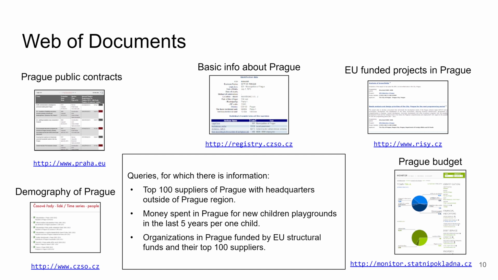Well, first, you would have to identify the websites actually containing information that you need to answer the query. So for this, we would have to see the list of public contracts and EU-funded projects. Then we would have to have the demography of Prague to see how many children are there. And when we had that, we would be able to actually answer the query if we had that in data.